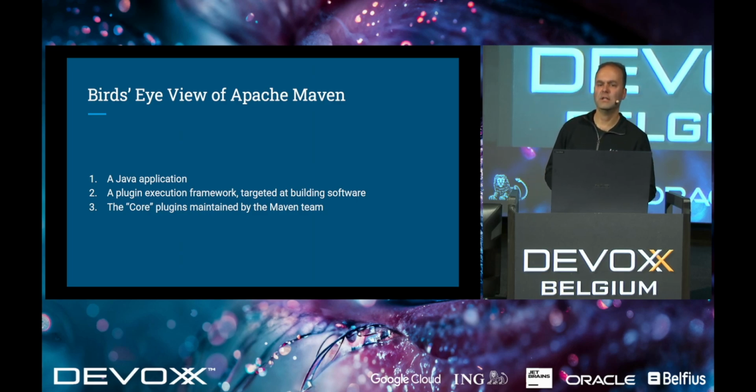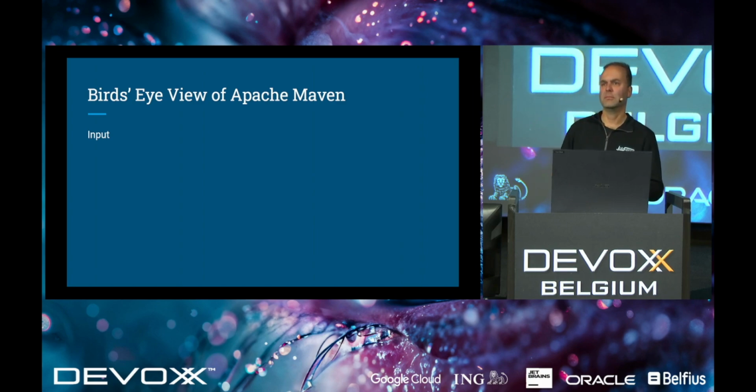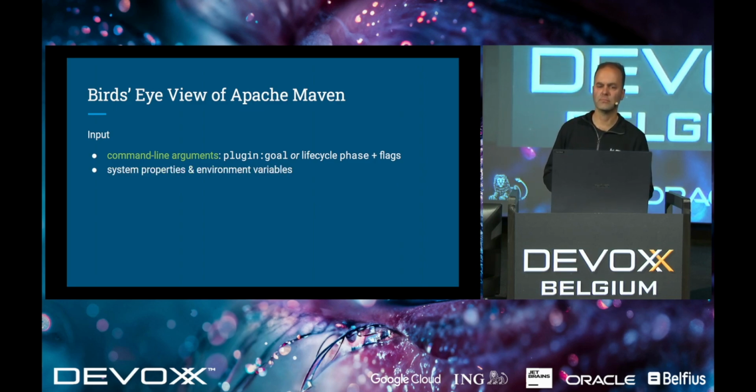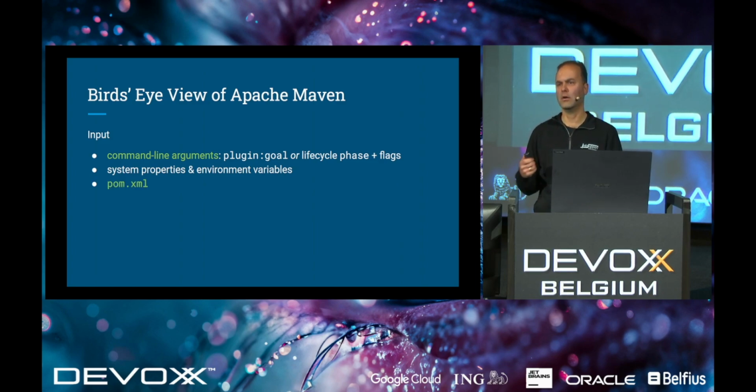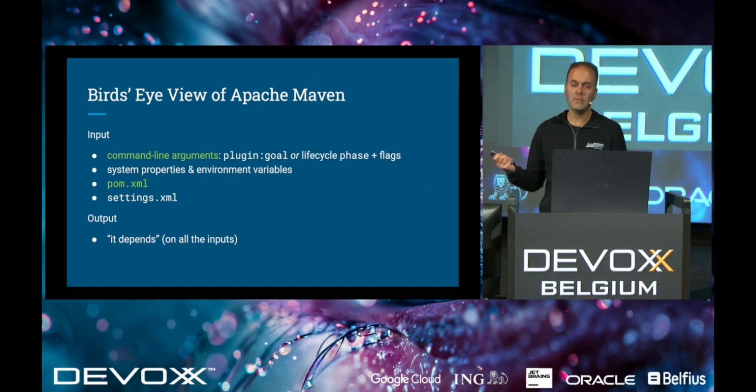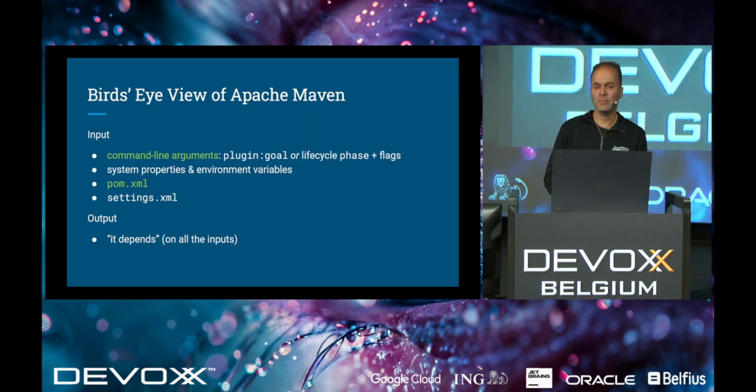Now, being a Java application, an application typically takes input. And for Maven, this comes in the form of command line arguments. There has to be either a plugin goal or a lifecycle phase argument, except you can configure a default one in your POM, but we're not going to cover that today. And optionally, you can add a few flags. The second input is system properties and environment variables. Of course, there's pom.xml, the file that we all know and love or hate. And finally, there's settings.xml.